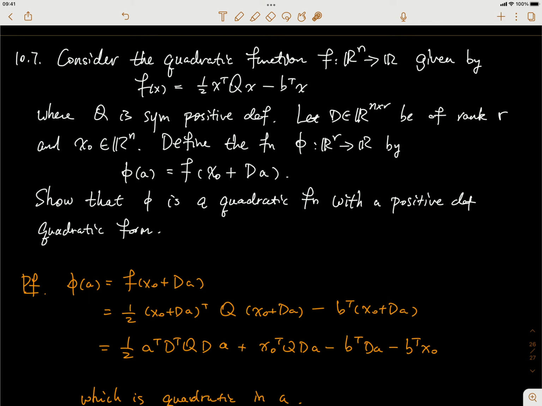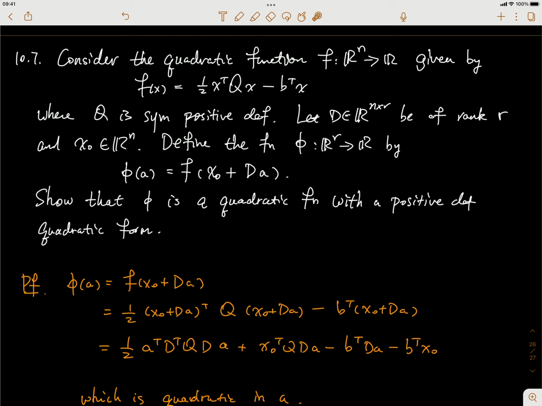Okay, problem 10.7. Consider the quadratic function f. That is a quadratic function here, and Q is a symmetric positive definite matrix as usual. And suppose we have a matrix D, which is of size n by r, and it has rank r.